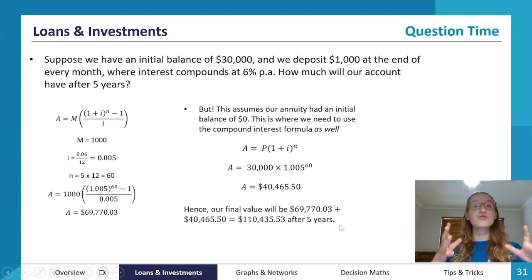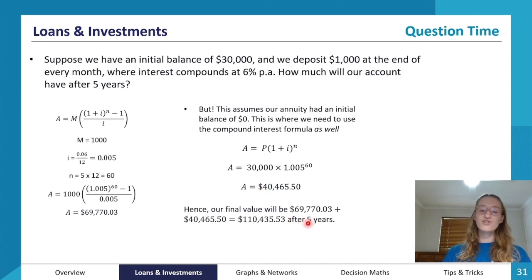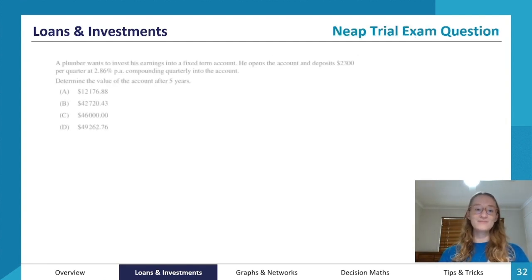To get the actual, fully included final value of our annuity, we've got to take into account this value here and this value here, which will give us a total of $110,435.53 after 5 years. So that's why, when we have an initial sum in an annuity, we need to consider both the compound interest formula and the future value annuity formula. I hope that one made sense for you.